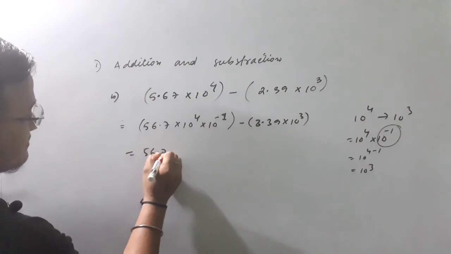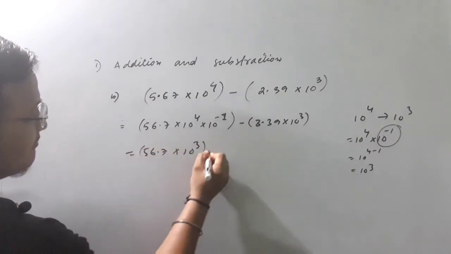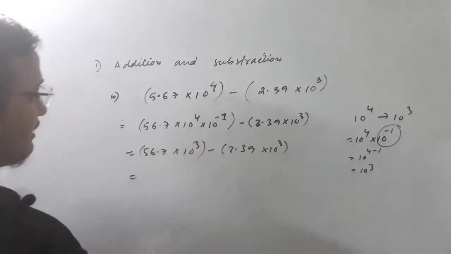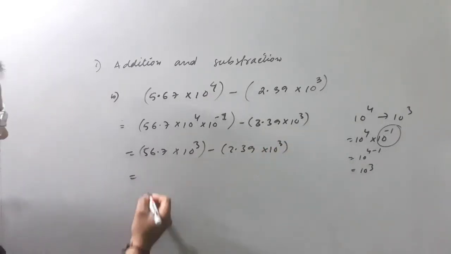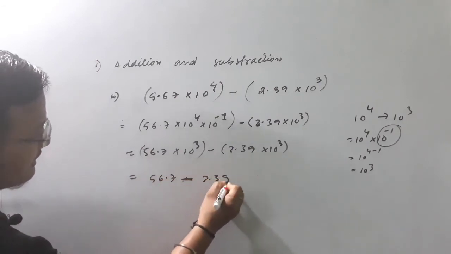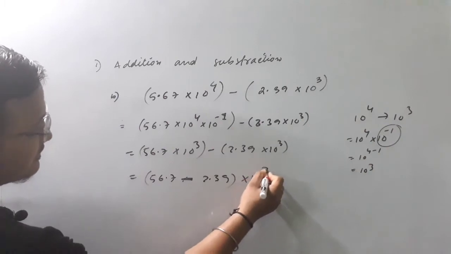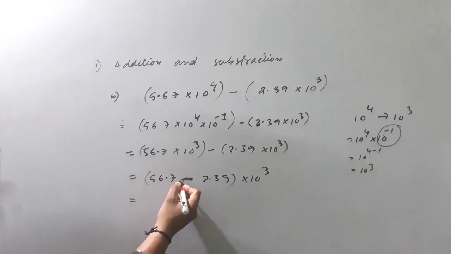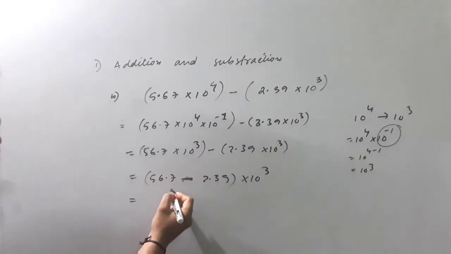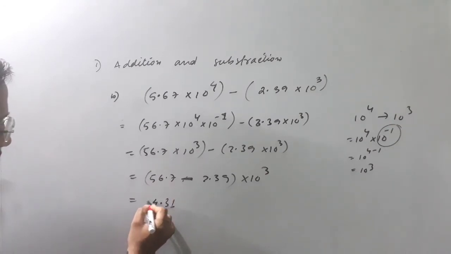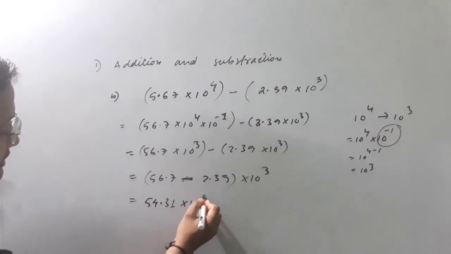So it becomes 56.7 into 10 to the power 3 minus 2.39 into 10 to the power 3. Now you just subtract this value. So 56.7 minus 2.39, and 10 to the power 3 is taken as the common part. So 7 minus 9, it will become 1, right? Then 6, and then 4 and 5. So it will be 54.31 into 10 to the power 3.